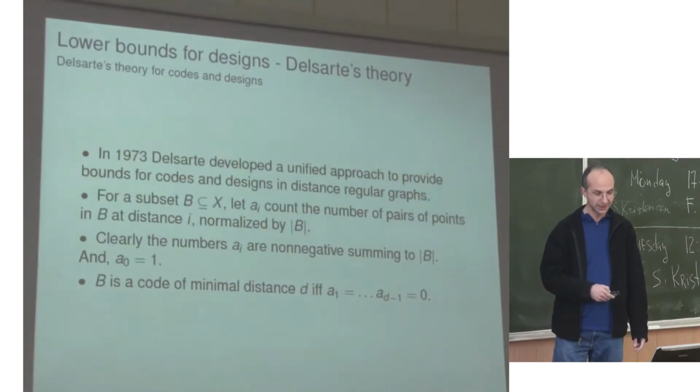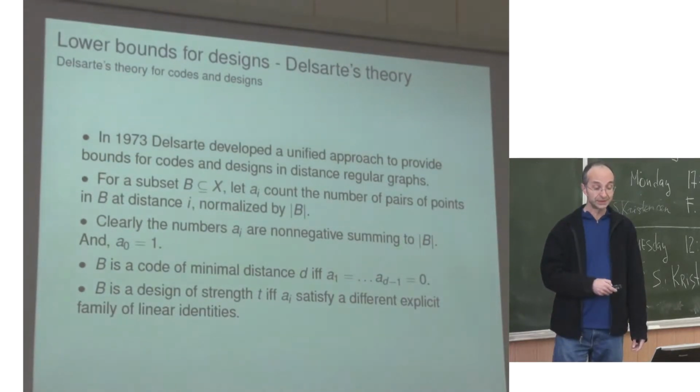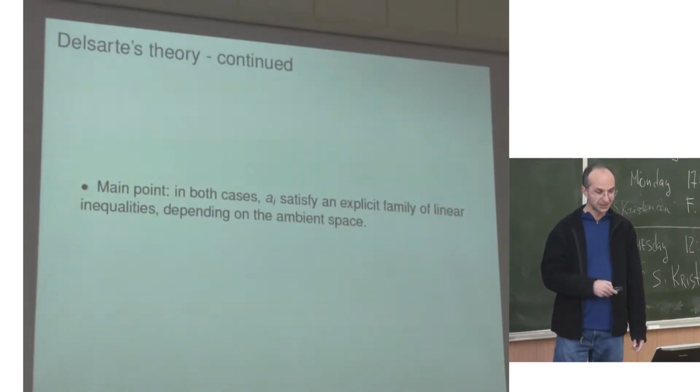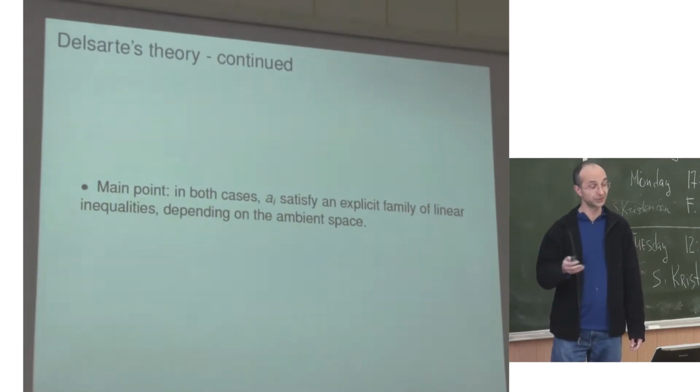And we capture this notion of a code. A code has minimal distance d if you don't have pairs at distance 1 up to d minus 1. All of these are linear constraints on the A_i. And B is a design of strength t if and only if the A_i satisfy a different explicit family of linear identities, which I won't give here, which depends on the space. So the main point of Delsarte's theory is that he gave an explicit family of linear inequalities satisfied by the A_i, which depend on the space.